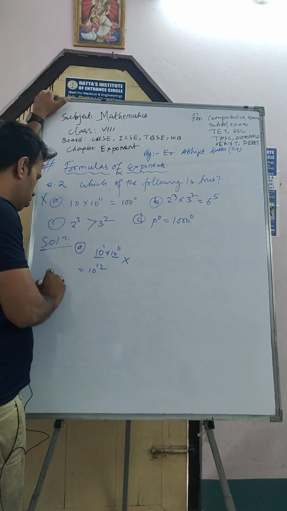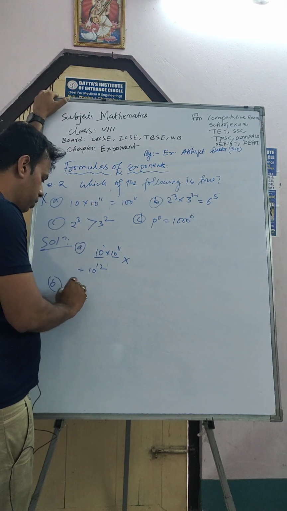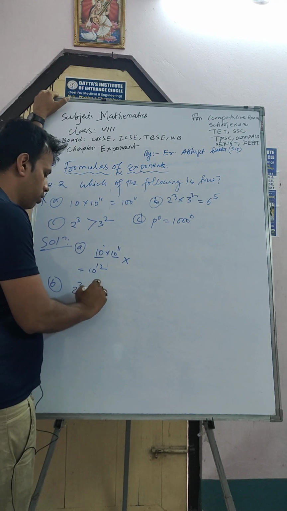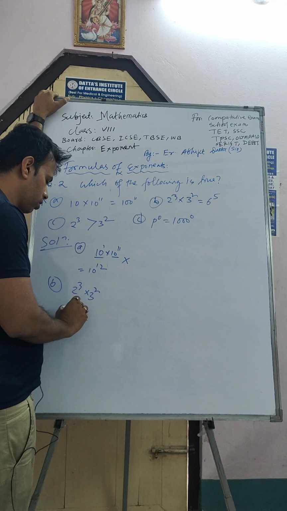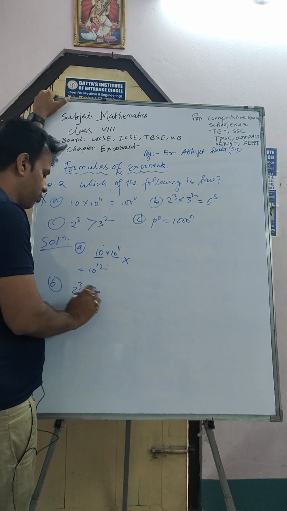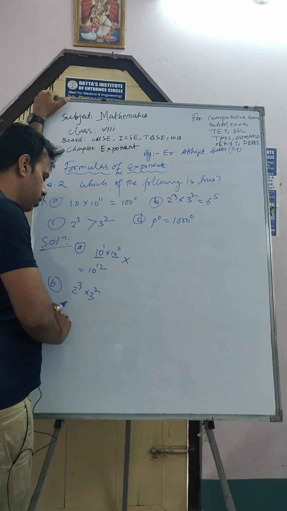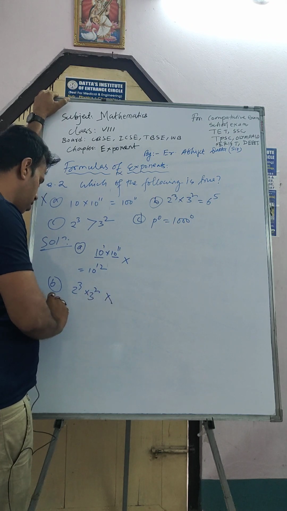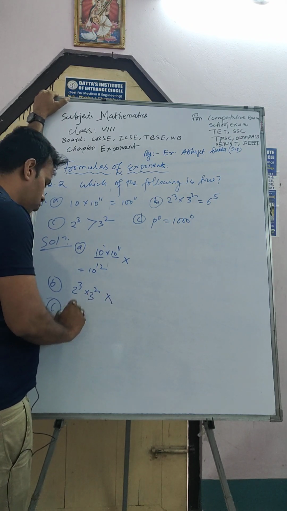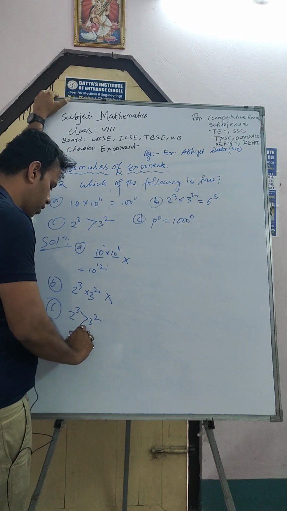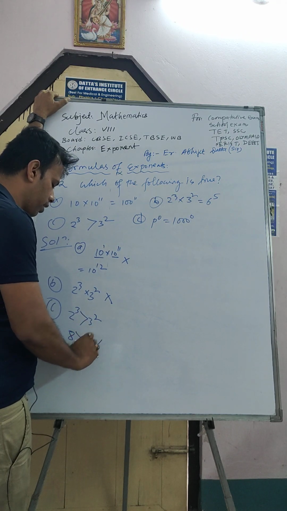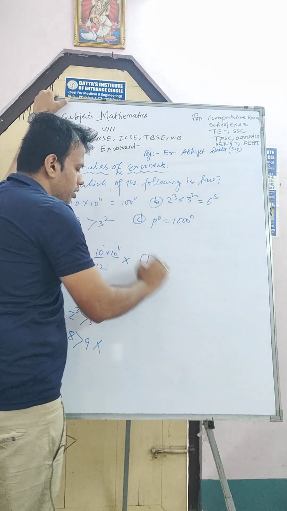Look at option B, 2 to the power 3, 3 to the power 2. So it will become 6 to the power 5. No, option B is also not correct. Option C, 2 to the power 3 and 3 to the power 2. It will be 8 greater than 9. It is also not true. So option D will be true.